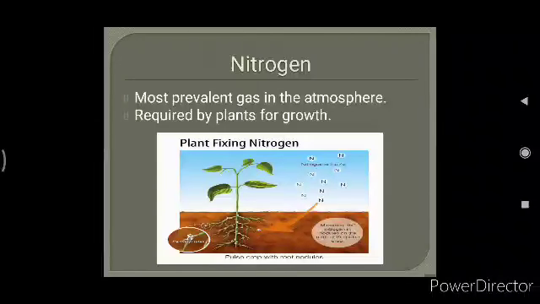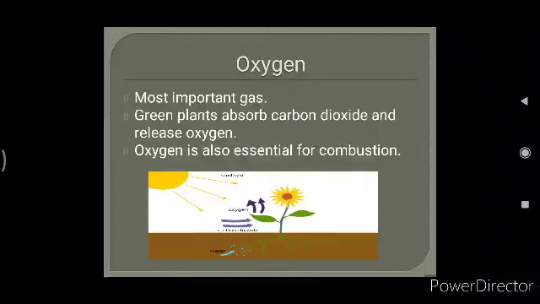Should we move to the other important gas now? Alright. So we will be moving to oxygen. Oxygen, I believe everyone knows, is the most important gas. Why is it the most important gas? Because we need it to survive.